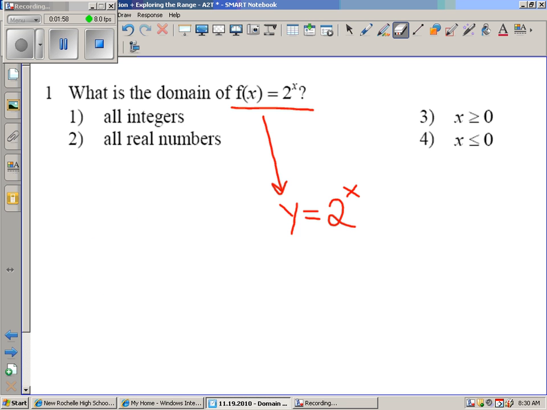So here we go. What's the domain of that thing? Yeah, it's all the real numbers. There's nothing that really stops you. There are no restrictions. The only things you have to worry about are: is there a fraction involved? Is there a square root involved? Otherwise you are pretty much good to go. All real numbers.